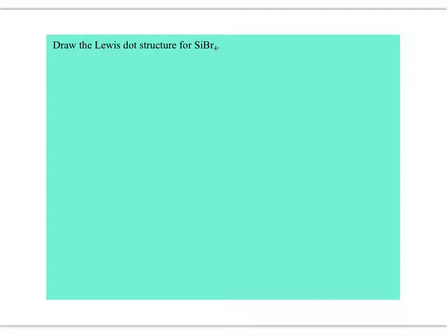First, we're going to draw the Lewis dot structure for silicon tetrabromide, SiBr4. Let's count up the total number of valence electrons before we start to draw the Lewis dot structure. Silicon is in group 4A and has 4 valence electrons. Bromine is in group 7A and has 7 valence electrons. And there are 4 of those bromines, so times 4. Add those together, the sum is 32. We have 32 valence electrons to place in our Lewis dot structure.